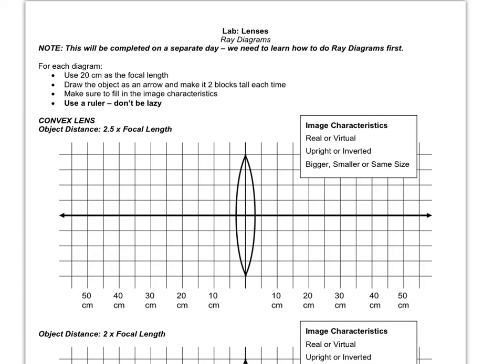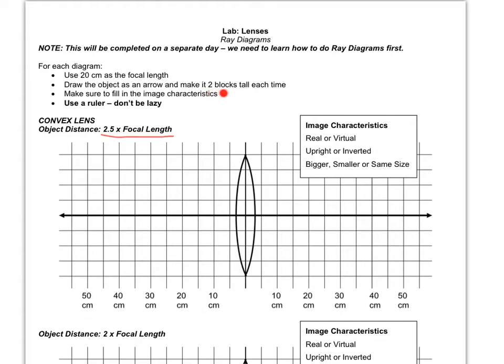Alright, for the second part of the lab, we're going to go through and draw some ray diagrams for some of the situations, not necessarily all of them, but some of the ones that we actually did in the lab. You see a few notes here about each diagram. We're always going to use 20 centimeters as the focal length, but there's going to be various object distances that are multiples of it, such as this first one here, which is 2.5 times the focal length.